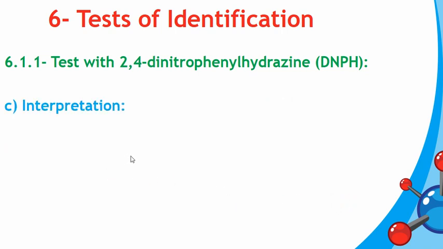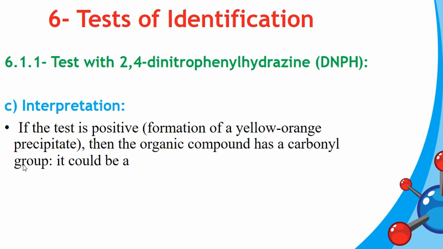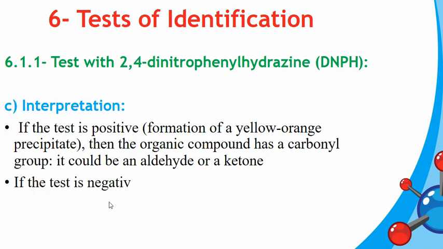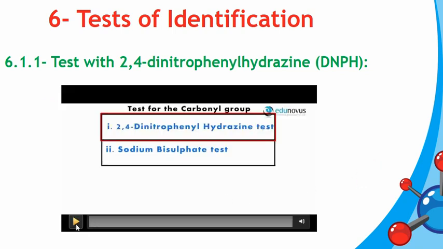Interpretation. What can we conclude from each observation? If the test is positive, that means formation of a yellow-orange precipitate, then the organic compound has a carbonyl group, carbonylated compound, then it could be an aldehyde or ketone. But if the test is negative, no precipitate is formed, then the organic compound does not contain a carbonyl group, then the organic compound is not an aldehyde or ketone. This video shows this experiment.